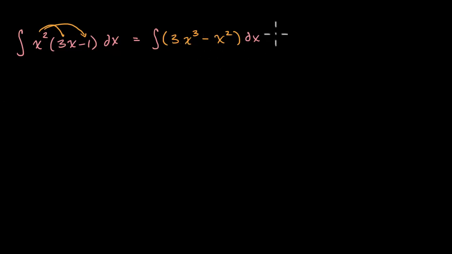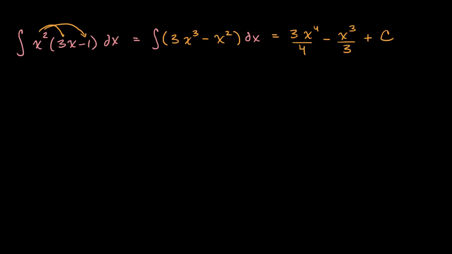This is going to be equal to the antiderivative of x to the third, which is x to the fourth over 4. So this is going to be 3 times x to the fourth over 4. And then the antiderivative of x squared is x to the third over 3, so minus x to the third over 3. And this is an indefinite integral, so there might be a constant there. Let me write that down. And we're done. The big takeaway is you just have to do a little bit of distribution to get a form where it's easy to evaluate the antiderivative.